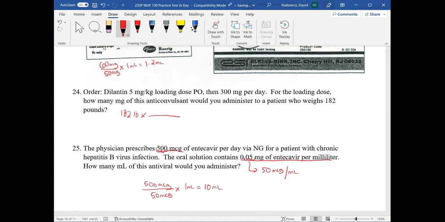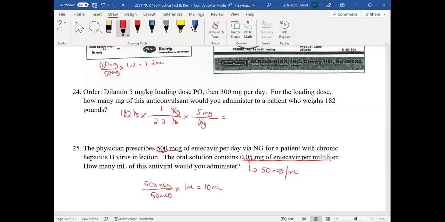If I'm doing this and I want to save my rounding to the end, it's helpful to do the full-on dimensional analysis. And then I'll show you an alternative way in just a second. Okay. So we're going to convert pounds to kilograms. We know that 1 kilogram is 2.2 pounds. At this point, even before we do any kind of math, we're in kilograms. So now I'm just going to multiply by my loading dose, which is that 5 milligrams per kilogram. That eliminates that.